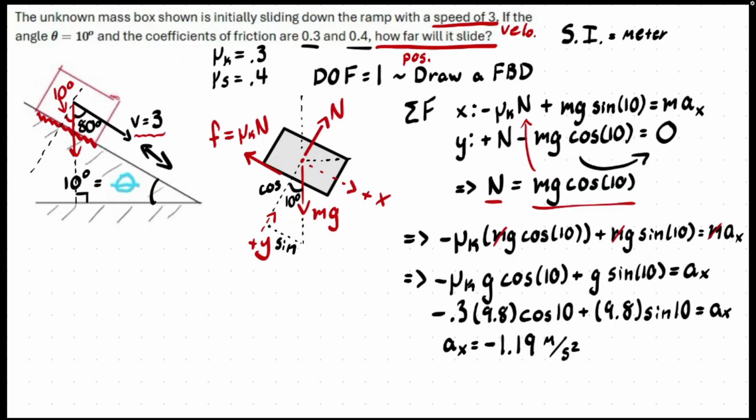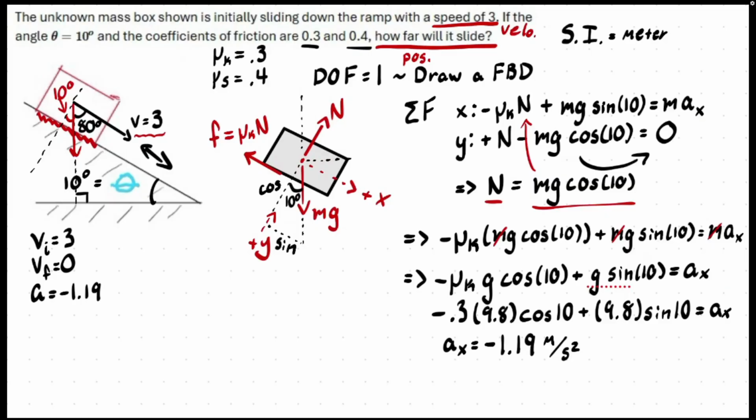But that's not the end of our problem. We're looking for not just the acceleration, but how far it'll slide. So let's continue. We had an initial velocity. How can we figure out when it'll slide? Let's figure out how long it's going to take for the velocity to go from 3 to 0. So we had an initial velocity of 3. Our final velocity, so we want this thing to eventually stop, is going to be 0. And we figured out that our acceleration is equal to negative 1.19.